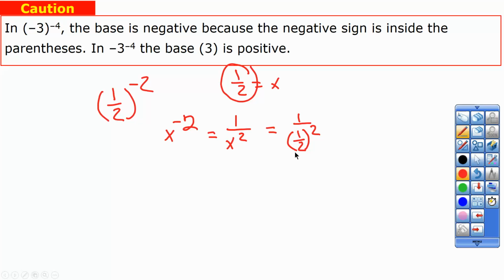So now, what does it mean when something is squared? Well, it means that times itself. So we'll go ahead and rewrite that as 1 over 1/2 times 1/2. We get 1 over 1/4.